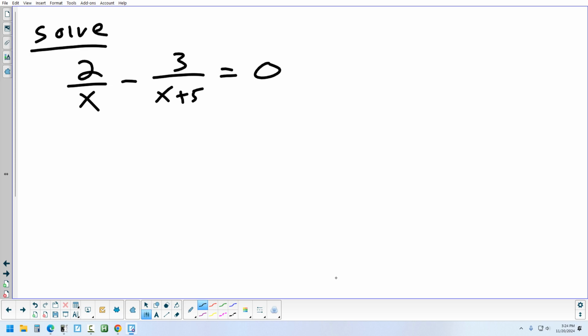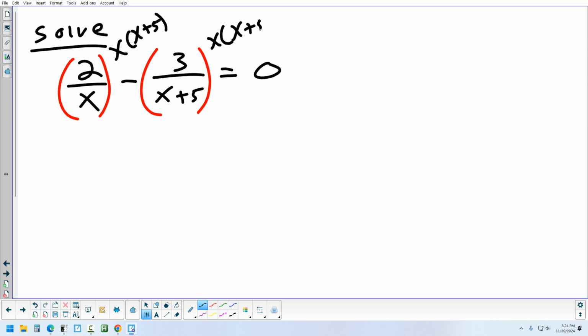So this one is another solve, but we don't have a third denominator we need to worry about over here. So we just have to focus on the first two. So what would you multiply each fraction by so we could cancel out all our denominators? The denominator on both. Which would be? The x and the x plus 5. Yep. So x plus 5.